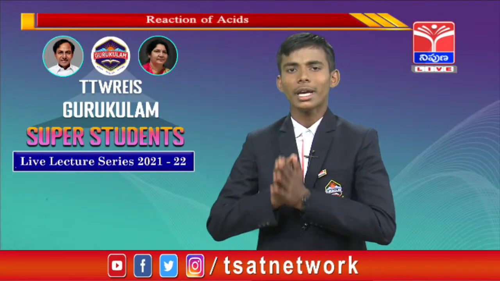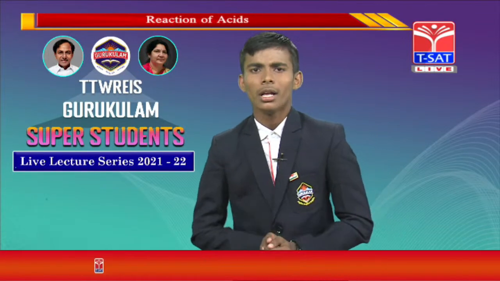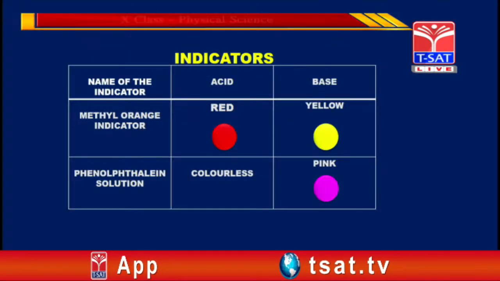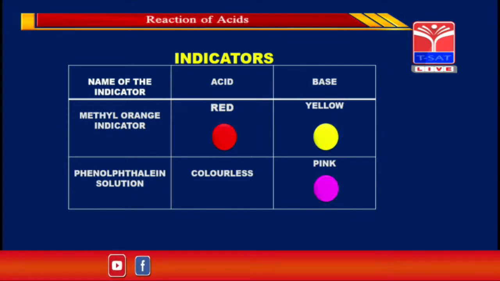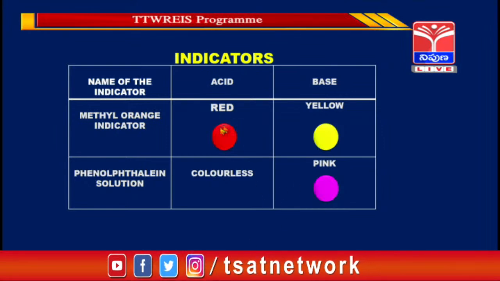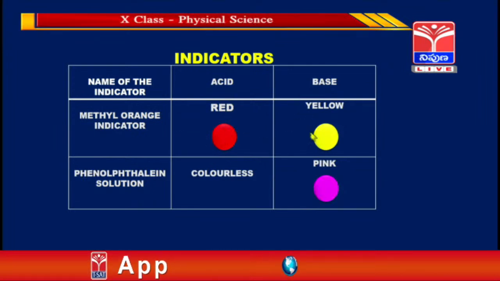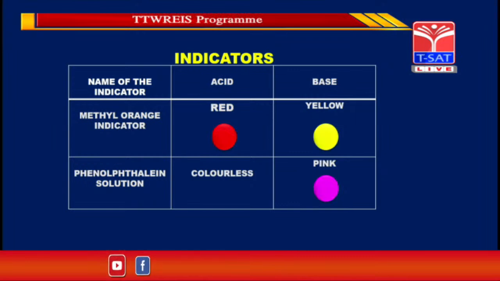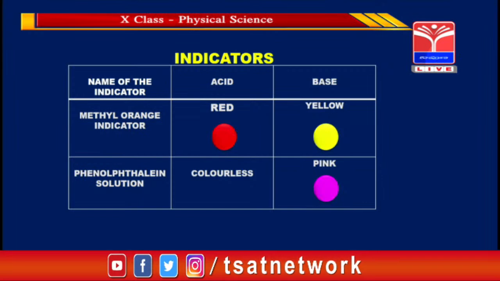Now let's discuss indicators. Indicators are used to detect the nature of a solution, to identify whether it is an acid or a base. In this class, you are going to learn about some synthetic indicators such as methyl orange and phenolphthalein. If we add acid to methyl orange solution, it turns red. If we add base, it turns yellow. For example, if we add hydrochloric acid to methyl orange solution, which color does it turn? Right, it turns red. If we add sodium hydroxide to methyl orange solution, which color does it turn? Right, it turns yellow.